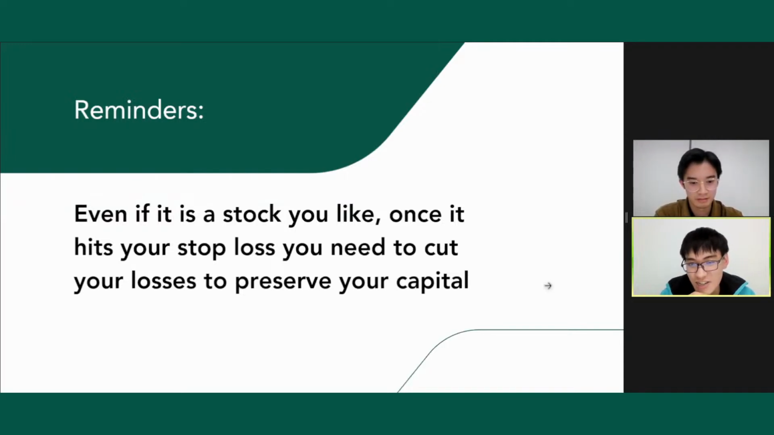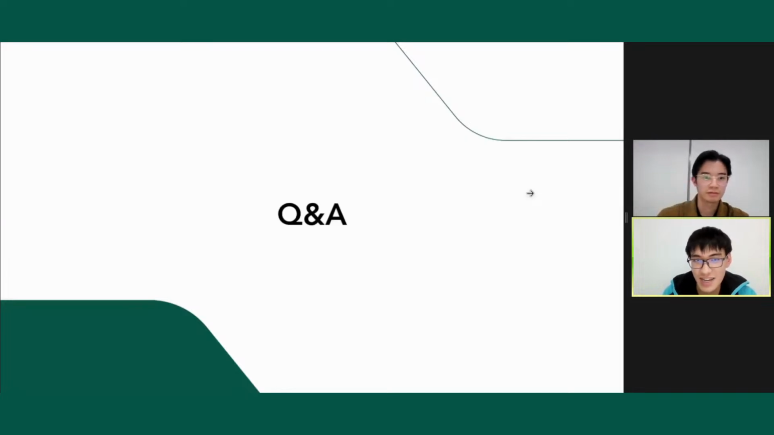So in trading, you just want to capture the uptrend. But once it enters a downtrend or choppiness, once it hits your stop loss, you want to get out of that stock. That's how we trade. We try to capture the upward momentum, but once the momentum's gone, we want to exit our position. So that ends my talk, guys.